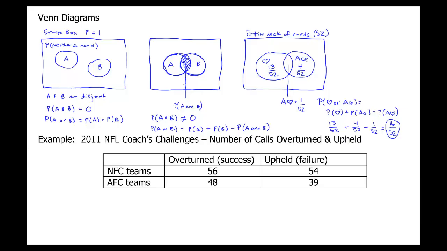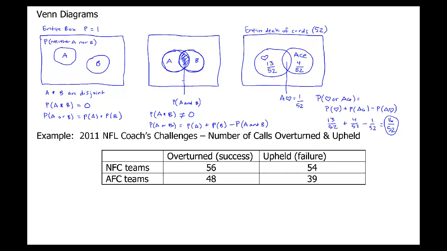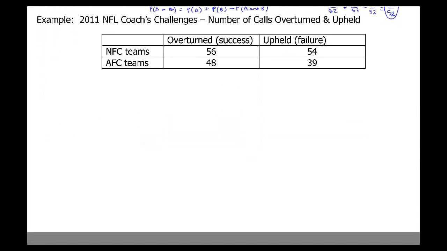So let's look at another example using a little bit different format. And this is a table of values. And we're going to be looking at a sports example. The NFL has coaches' challenges. If the coach disagrees with a call on the field, they can throw a challenge flag, and then the play will be reviewed, and the call can either be overturned, which would be a success for the coach, or a failure if the call is upheld. I have this divided into NFC teams and AFC teams. Those of you who are football fans will know what that means. If not, that's okay, you can still follow along.